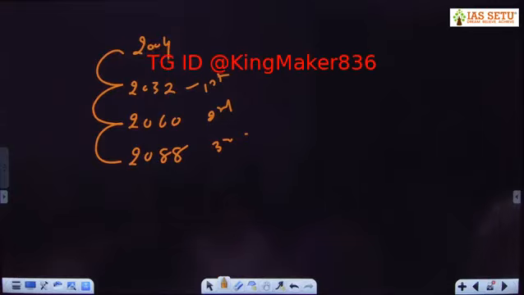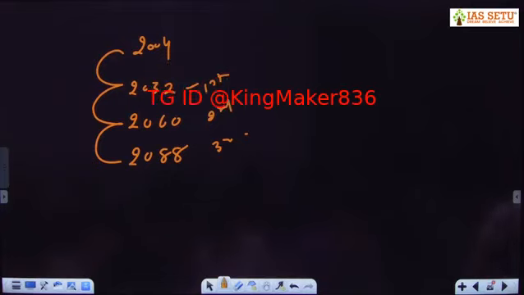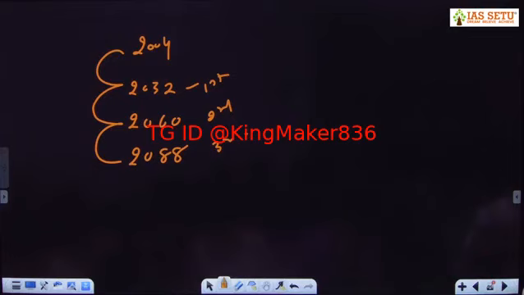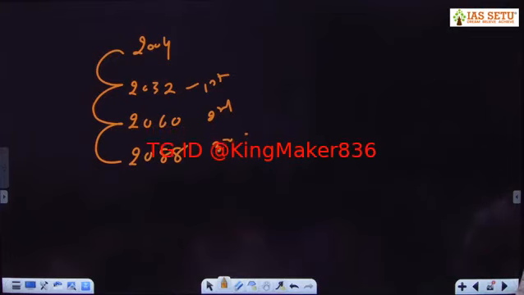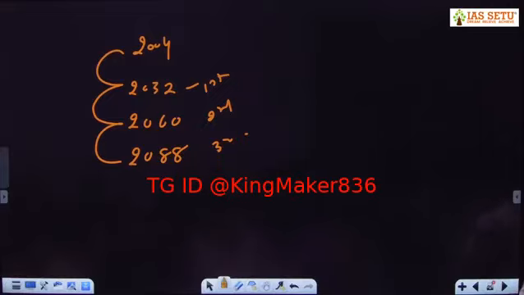ये ऑनलाइन स्टूडेंट का डाउट है, सर why you take 28 in previous question? Within a century, calendar of leap year repeats after 28 years. Within a century, calendar of normal year repeats either after 6 years or 11 years.